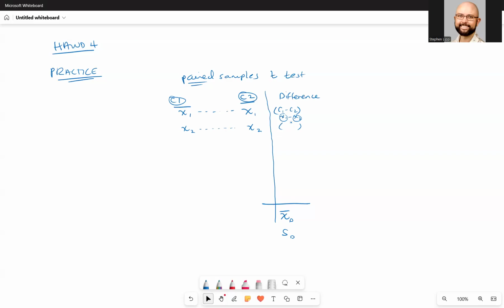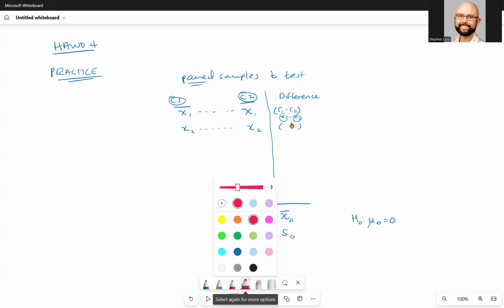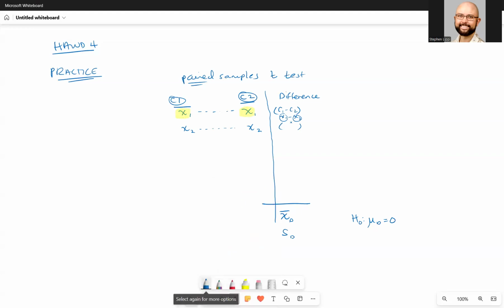Ultimately, our null hypothesis in a paired samples t-test is that the mean of the difference values is equal to zero, meaning that if you take all these difference values, add them up, and divide by the number of difference values, you get zero. Think about what a difference value of zero means. That would mean these two scores would be exactly the same if there truly was no difference. If that was the same for everybody, then C1 and C2 really aren't doing anything. These conditions aren't different from each other whatsoever.